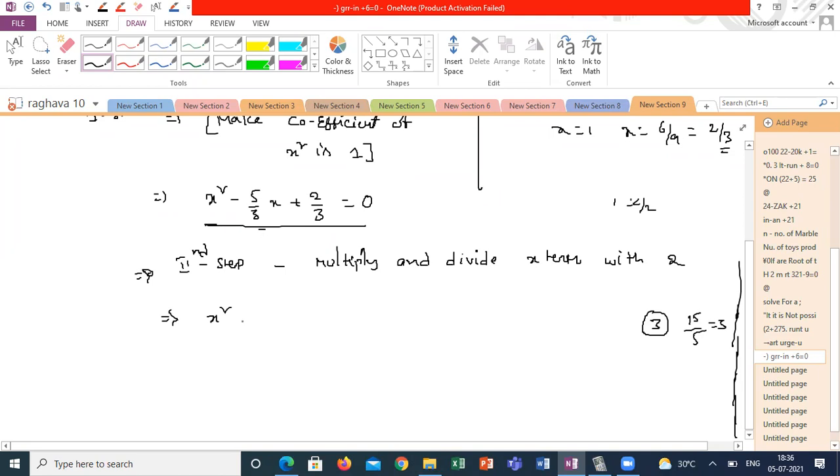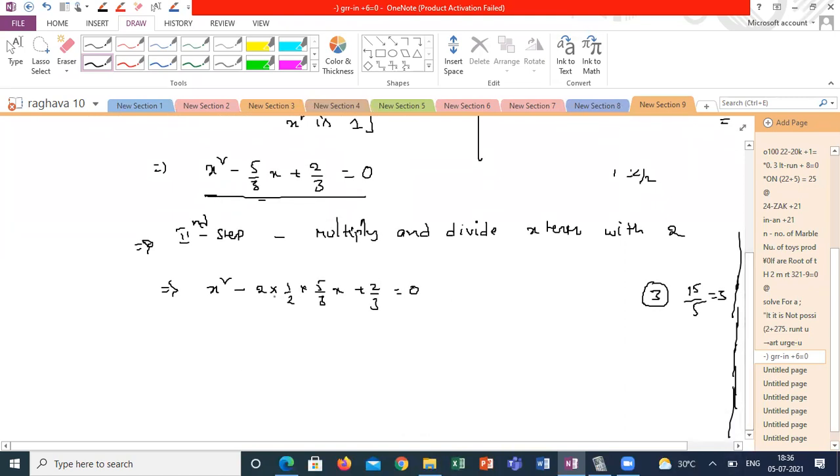So x square minus 2 into 1 by 2 into 5 by 3 into x plus 2 by 3 is equal to 0. Now again I am saying, write the middle term in the form of 2 into constant into x. X square minus 2 into x into 5 by 6 plus 2 by 3. Whatever constant you are getting, square of this constant, add and subtract.